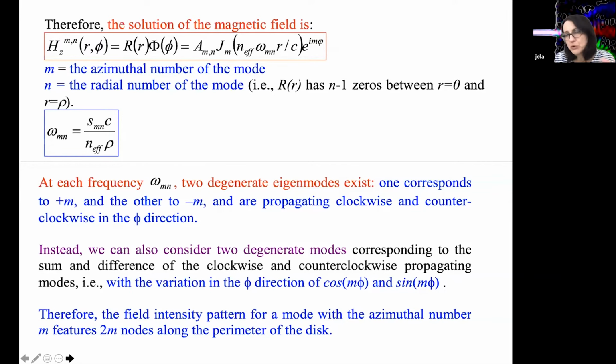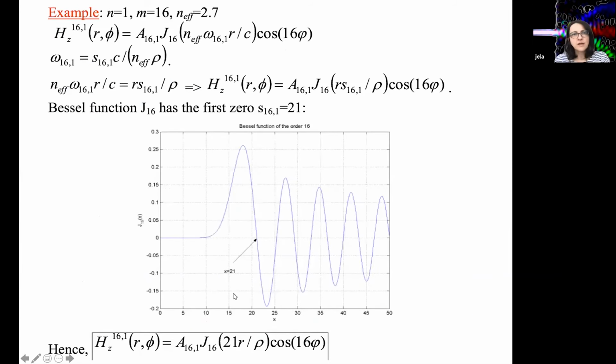The most important part is that for any combination of azimuthal and radial number, m and n, there are two degenerate modes. One corresponds to plus m, the other to minus m, or cosine m phi and sine m phi. So now let's go back to our problem and see how that all applies to solving the field for one specific system. And I will pick exactly the same system for which we calculated the effective index, right?